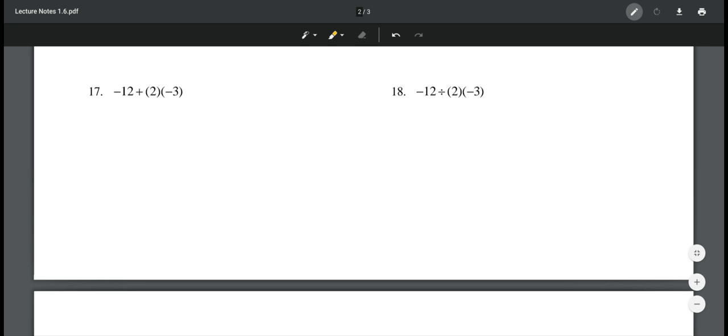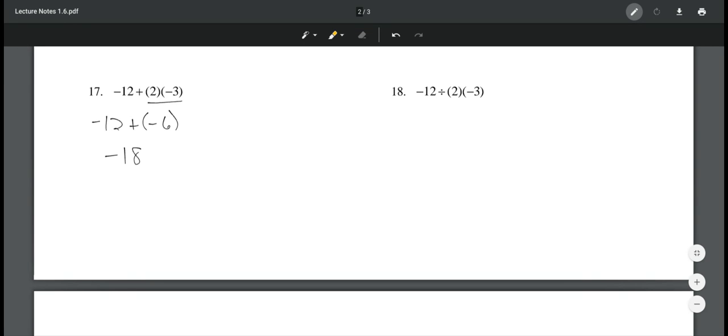So we still use the same rules. We have addition and we have multiplication. So we're going to multiply first. So I have negative 12 plus negative 6. Now I switch to my rules for adding. When I multiply different signs, I get a negative answer. But when I add same signs, I keep the sign.